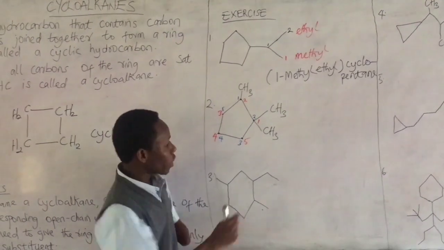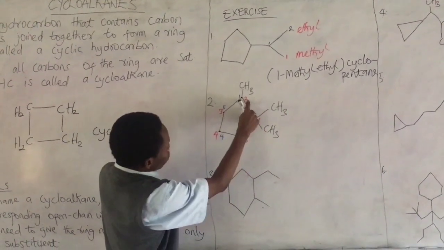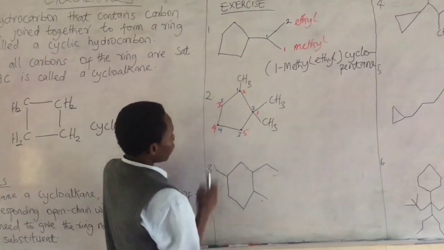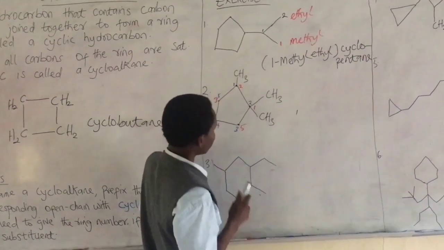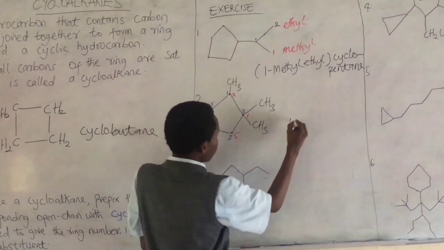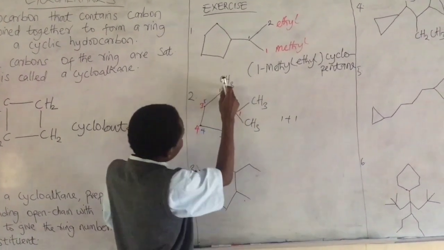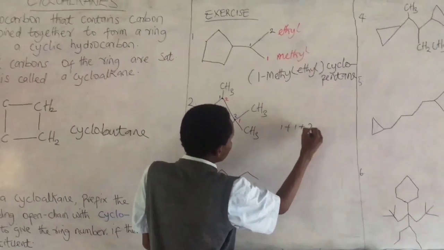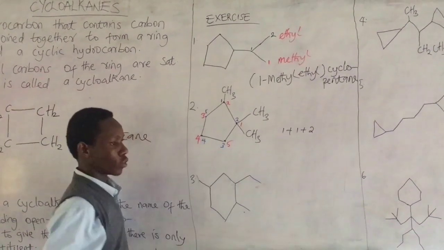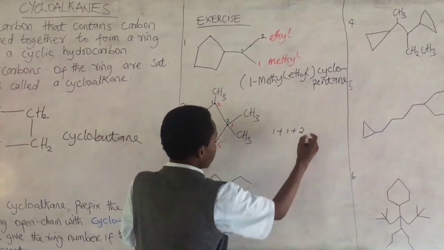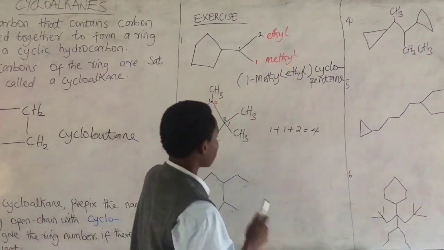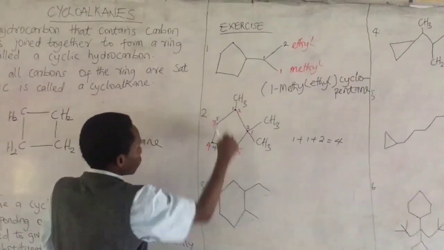Alright, if we number it this way, 1, 2, 3, 4, and 5, our first substituent will be on carbon 1. Our second substituent will be on carbon 1. And our last substituent will be on carbon 2. Let's add these numbers together. 1 plus 1 plus 2 gives 4. That is when we are numbering this way.